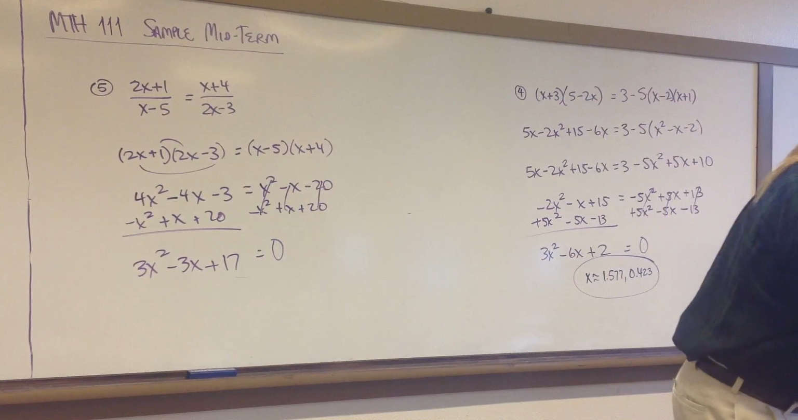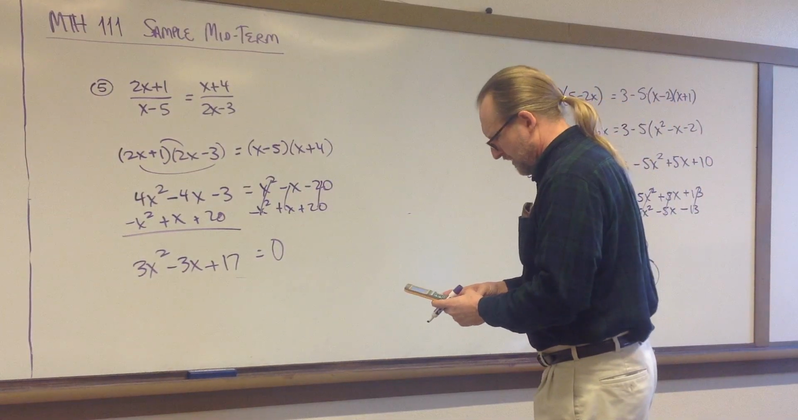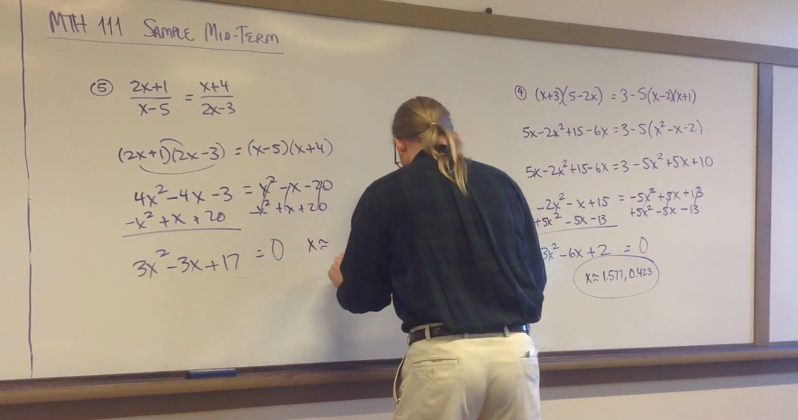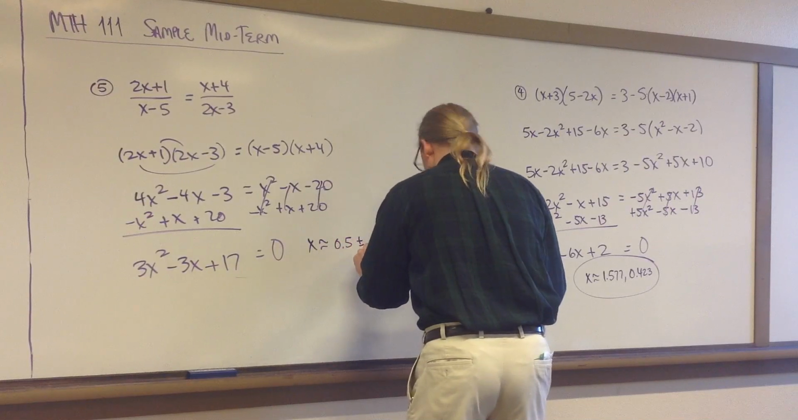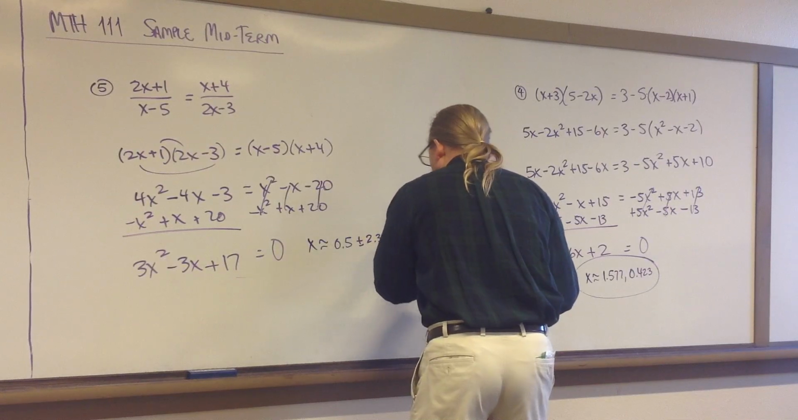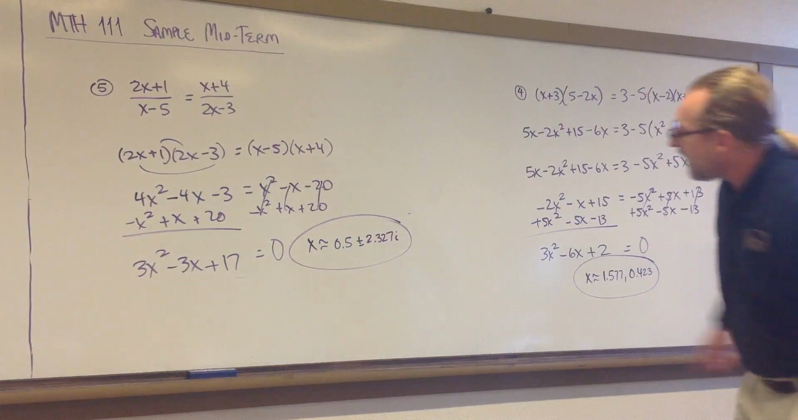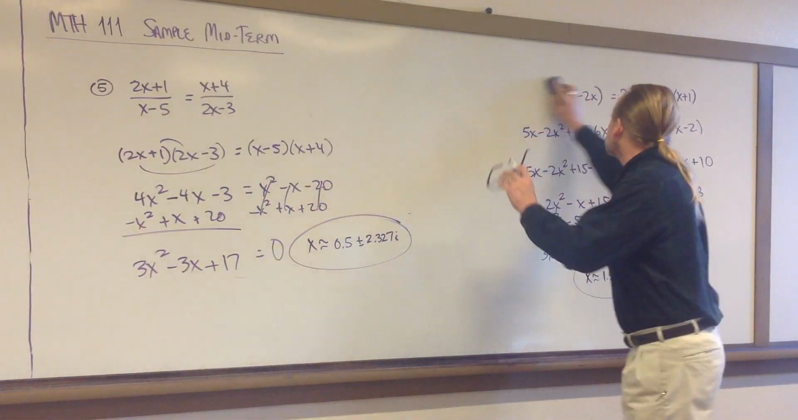So we run that through the quadratic. 3, minus 3 and 17. Then we get x is going to be approximately 1/2 plus or minus 2.327i. And there we go. And don't forget the i on the end of your complex number, because without the i, it's not complex.